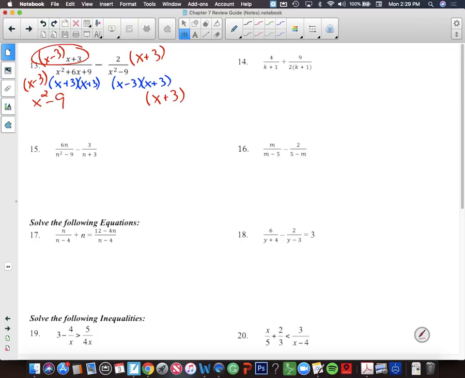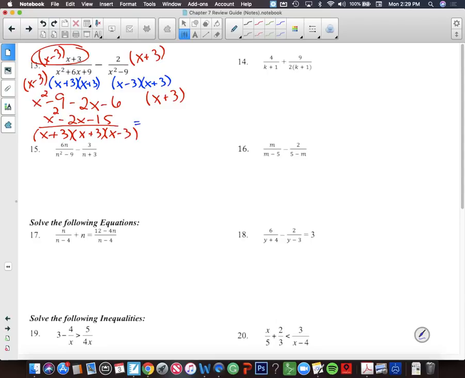X squared minus 9, and over here we're going to have minus 2x minus 6. That's what our numerator is going to look like after we multiply that out. Okay, so let's simplify that down. X squared minus 2x minus 15, that's going to be all over x plus 3, x plus 3, and then x minus 3. And then we need to look at this one more time, because the bottom actually factors again, just like we said at the beginning, that x plus 3 would cancel out.